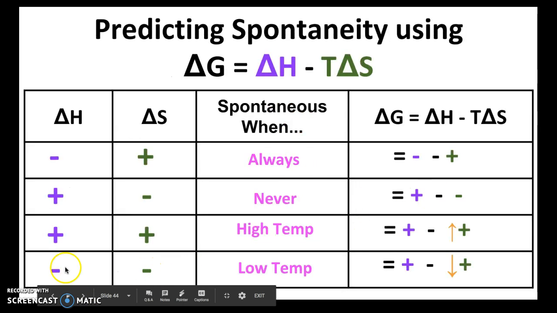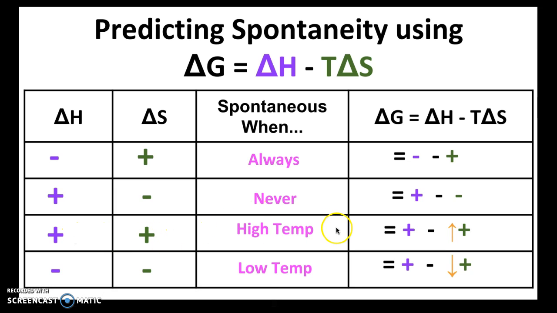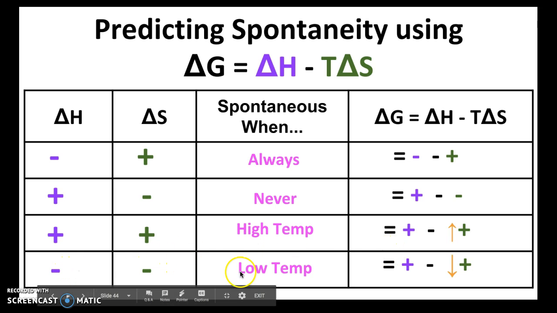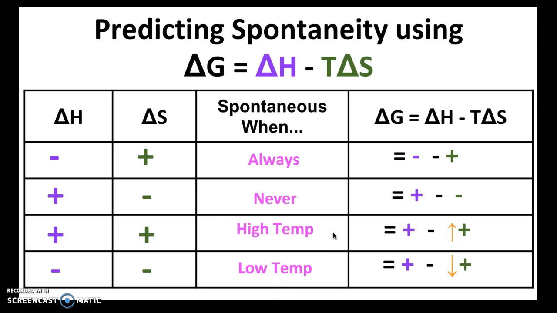And so here we can go ahead and plug these last two things into our table. When both are positive, it's going to be spontaneous at a high temperature, and you can show your work here. And here, when both are negative, it's going to be spontaneous at a low temperature. Take a moment to get this chart filled in.